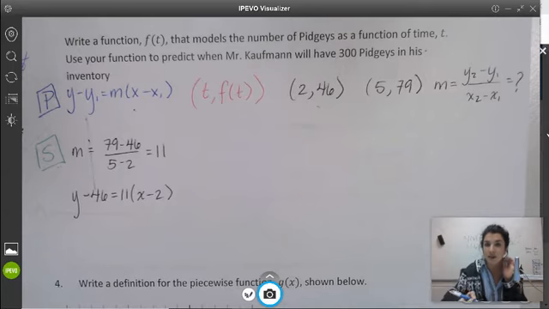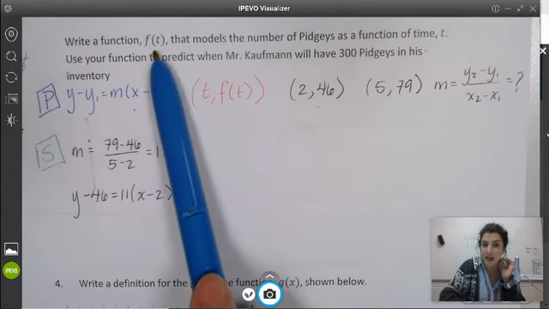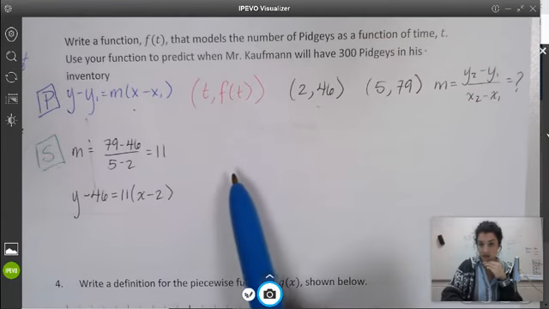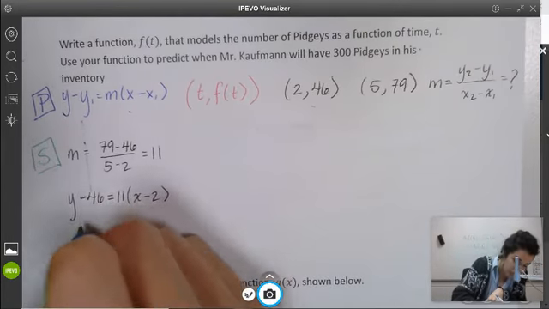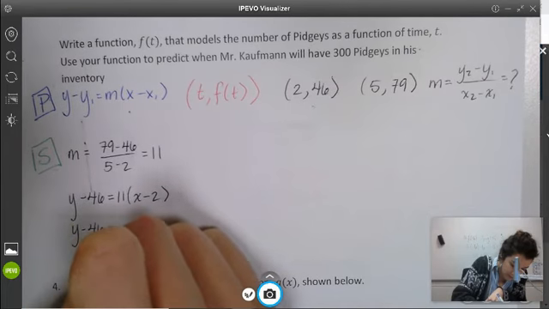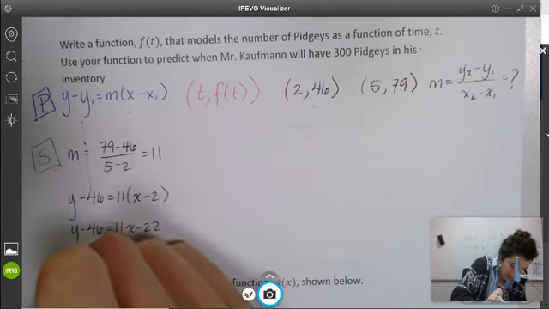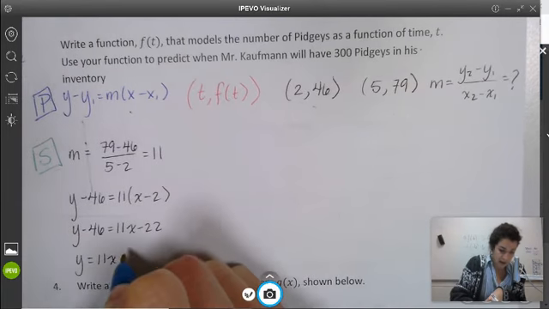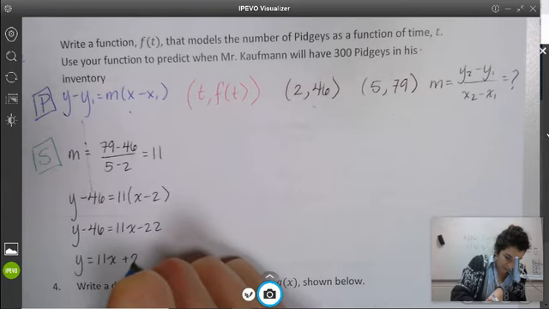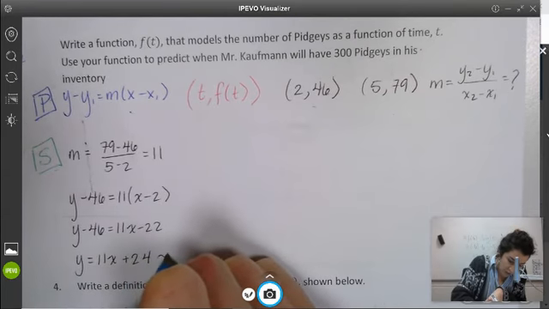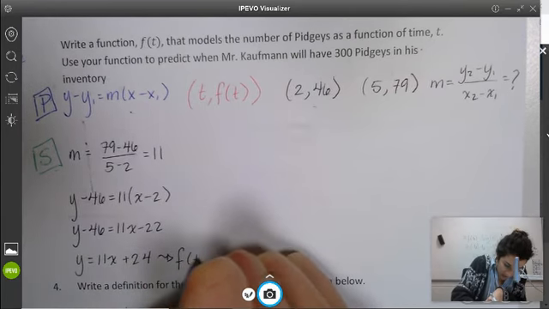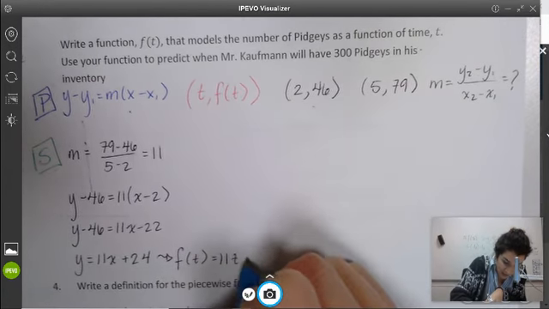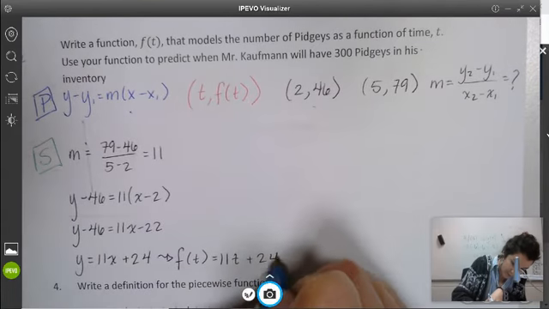I'm going to isolate for y because it says that we do want it to be a function f of t, which means we're going to have f of t equals something, which means we really want to isolate for y. Distributing my 11, adding 46 to both sides, 24. I'm going to rewrite it, so I've got f of t equals 11, not x, but t plus 24.